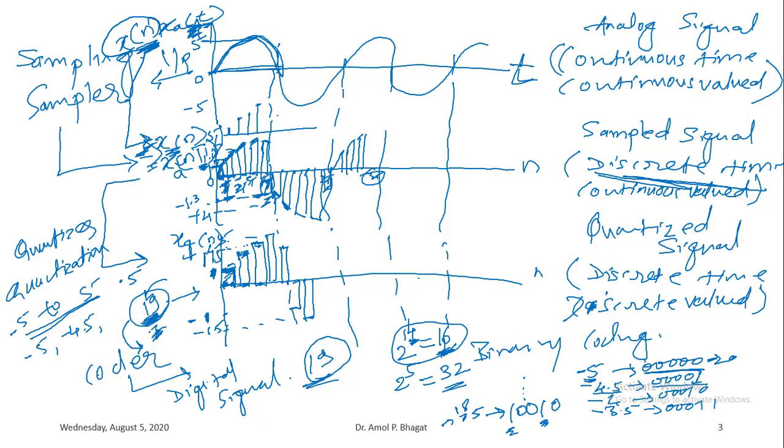Okay, because you are fixing some values here, right? Just for example, this sample will be fixed like this, this will be fixed like this, and this will be fixed like this. So there will be a difference between this x of n and xq of n, which is called the quantization error. And most of the time this quantization error is hard to eliminate.